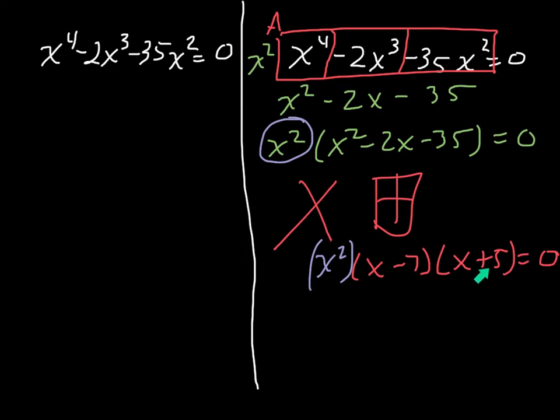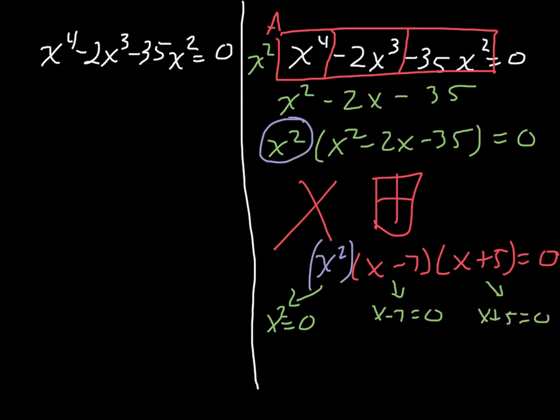If I want this whole left-hand side to be equal to 0, that means I have to make one of these parentheses equal to 0. So normally what we do is we just take the two red ones and we separate them into two, and then we solve and we find our two answers. What we're going to do on this one is separate it into 3. I have x squared equals 0. I have x minus 7 equals 0. And I have x plus 5 is equal to 0.